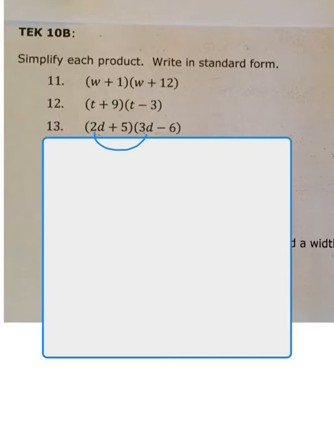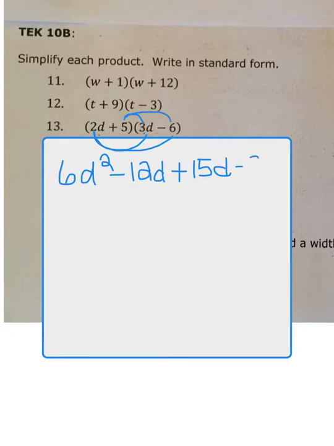So 2d times 3d is 6d squared. So that was the first. Now the outer terms, 2d times negative 6 is negative 12d. Now the inner terms, 5 times 3d is positive 15d. And then the last terms. So 5 times negative 6 is negative 30.